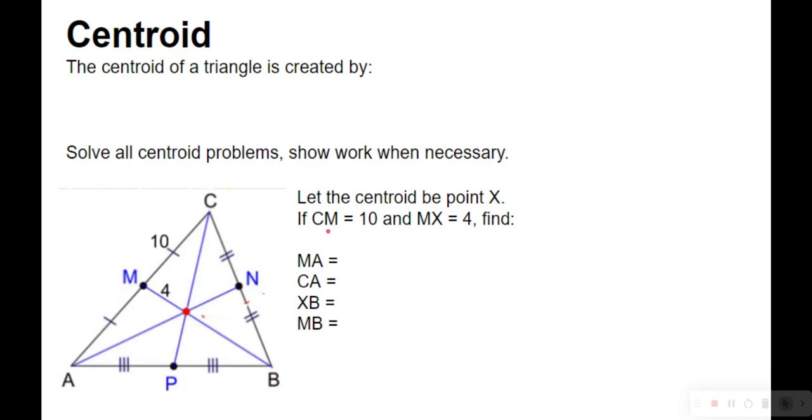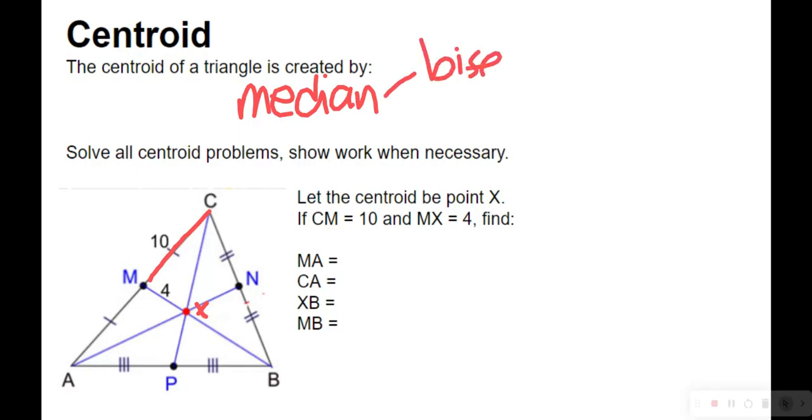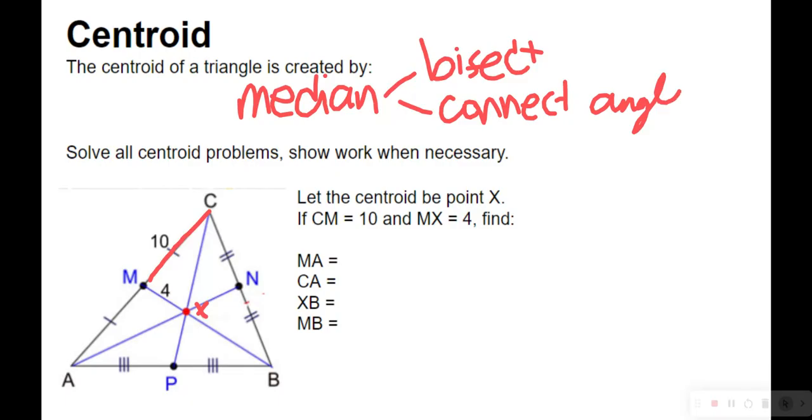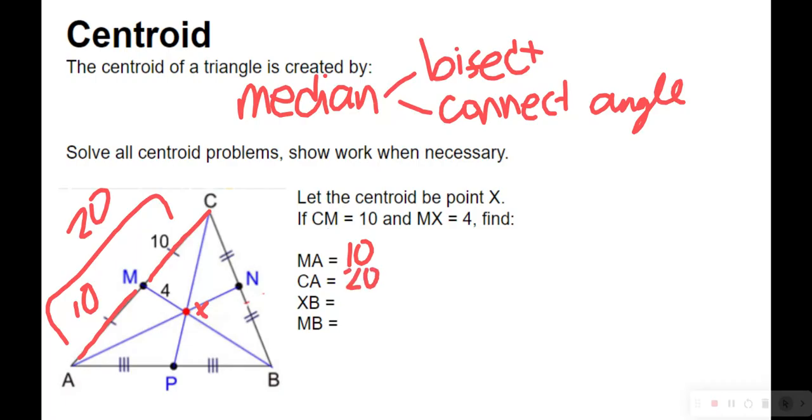Okay, it says, again, this is X. It says CM is 10. Well, we know automatically, again, the centroid is made by medians. And a median is created by bisecting the side and then connecting it to the opposite angle. So since I bisected the side, that means this is also 10 and this is 20. So MA is 10 and CA is 20.